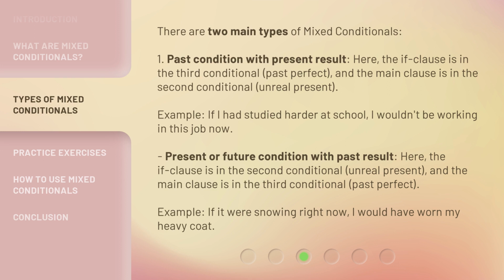Present or future condition with past result. Here, the if clause is in the second conditional, unreal present, and the main clause is in the third conditional, past perfect. Example: if it were snowing right now, I would have worn my heavy coat.